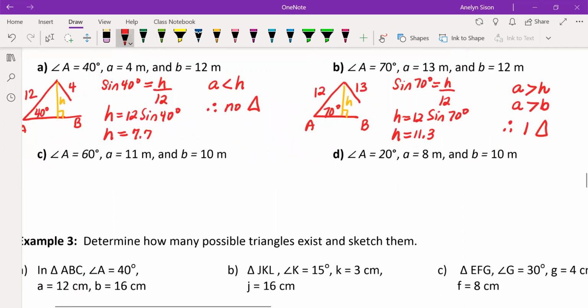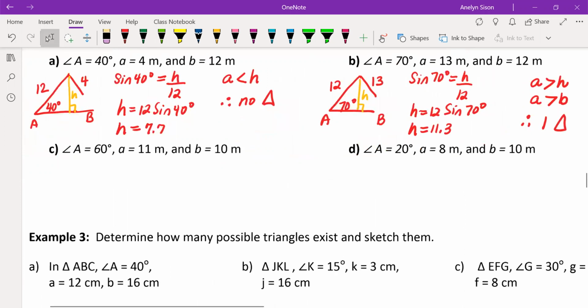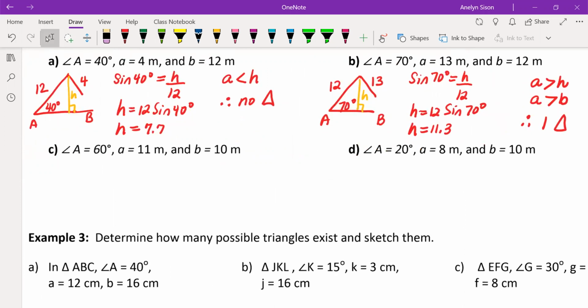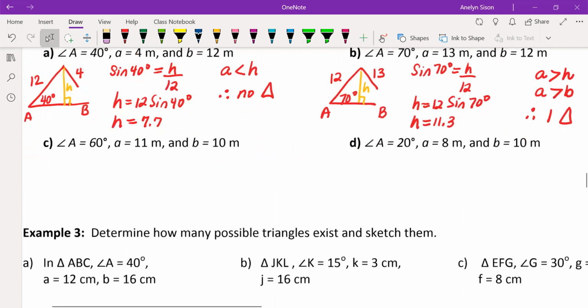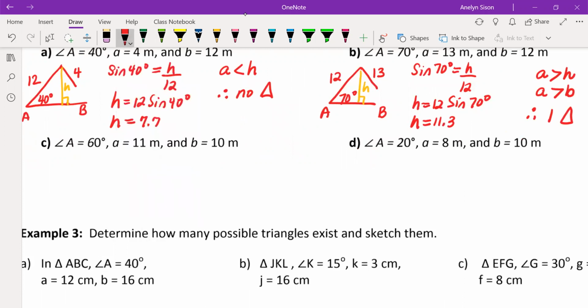Now, I hope you realize that later on, if you get one triangle, you've got to solve it. If you get two triangles, you've got to solve the triangles, I mean. Okay, let's go to this one. Can you try this too, just for practice? Do it on your own.